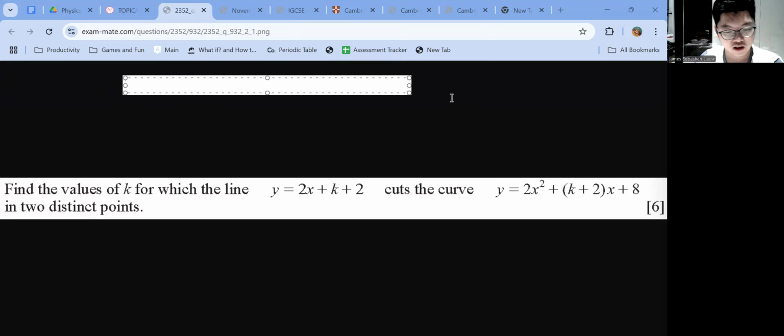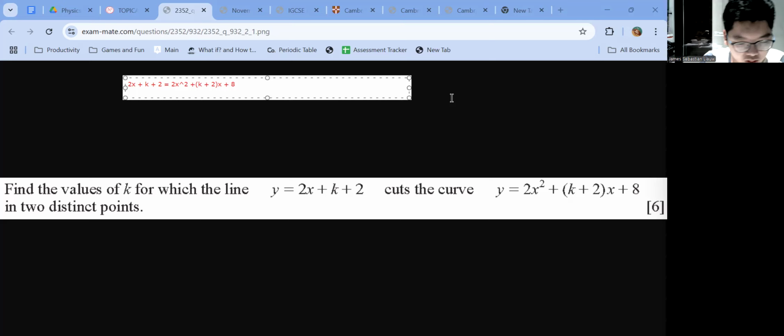Number 1, you would solve this the way you would solve a normal simultaneous equation in terms of x and y, where one is quadratic and one is linear. So in this case, 2x plus k plus 2 equals 2x squared plus k plus 2x plus 8.